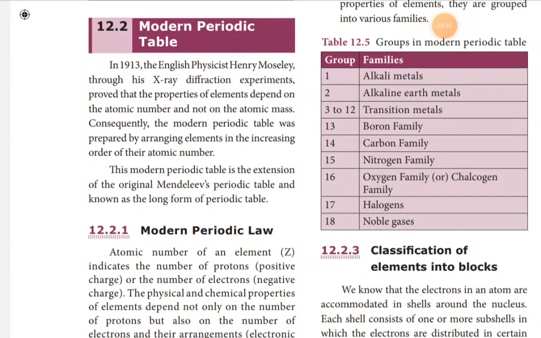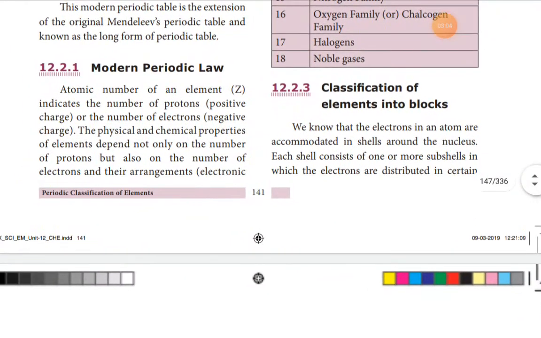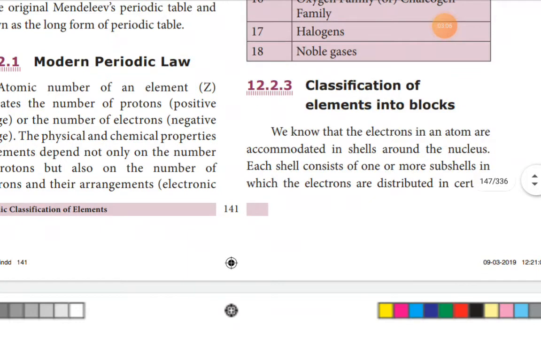Now we are going to learn about 12.2.3, classification of elements into blocks. We know that electrons in an atom are accommodated in shells around the nucleus. Each shell consists of one or more subshells in which the electrons are distributed in a certain manner. Already we learned this in the previous classes.